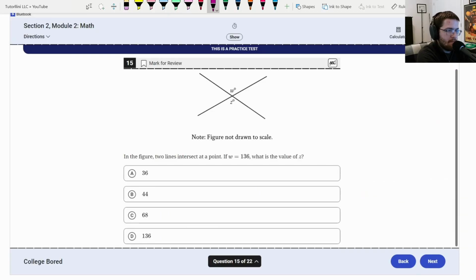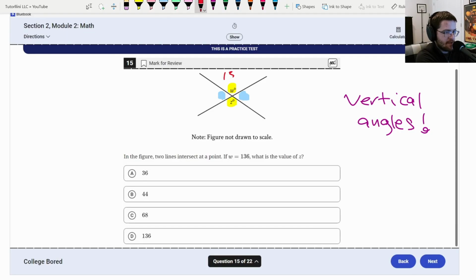Okay, question 15. So this concept is called vertical angles. For vertical angles, when you have this kind of X shape, the angles across from each other in the X are congruent. So if W is 136 degrees, as this question says, then Z must also be 136 degrees. And that is answer choice D.